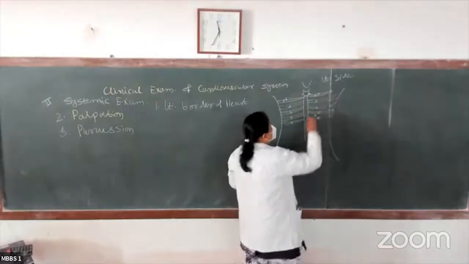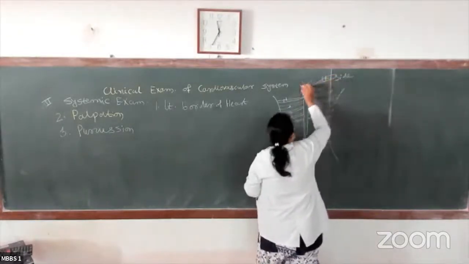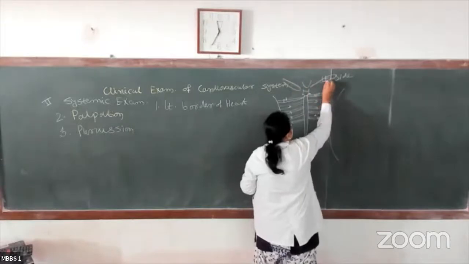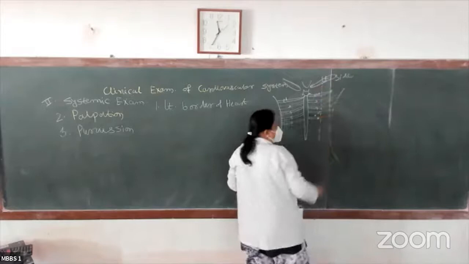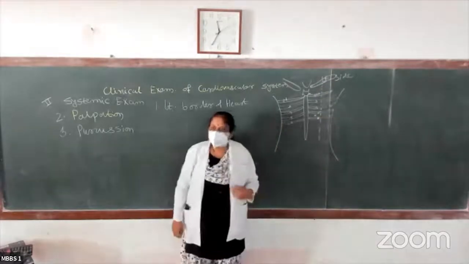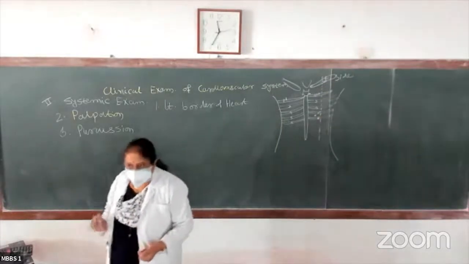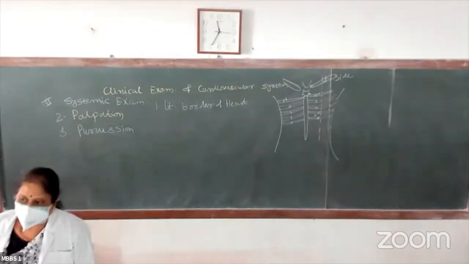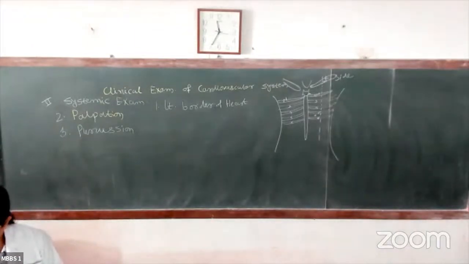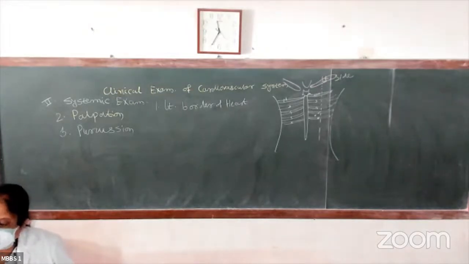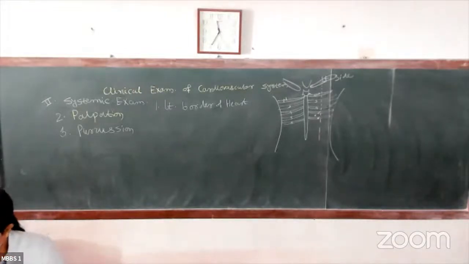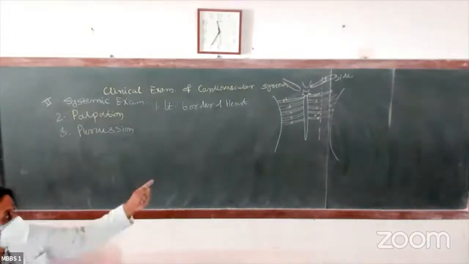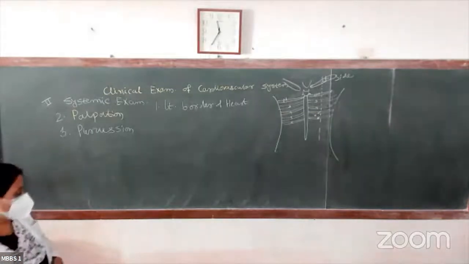If you draw an imaginary mid-clavicular line, suppose this is the clavicle on both sides, the normal position of the apex beat is 1.2 centimeter or 0.5 inch medial to the mid-clavicular line. So draw an imaginary line at the mid-clavicle and see the distance from the mid-clavicle.